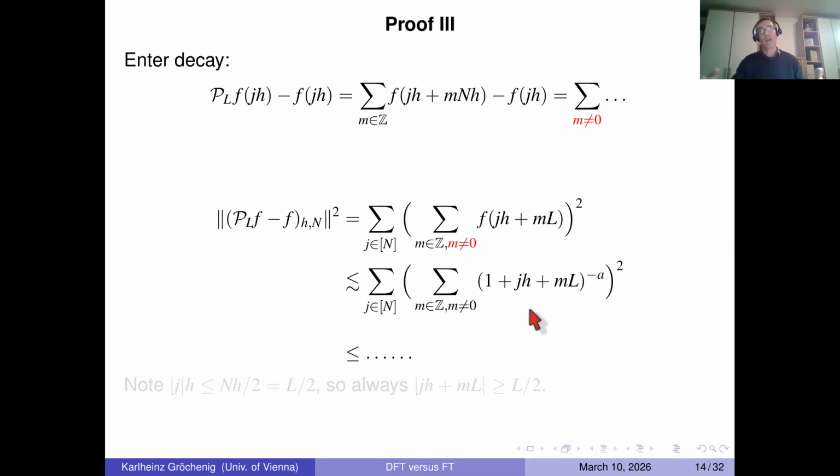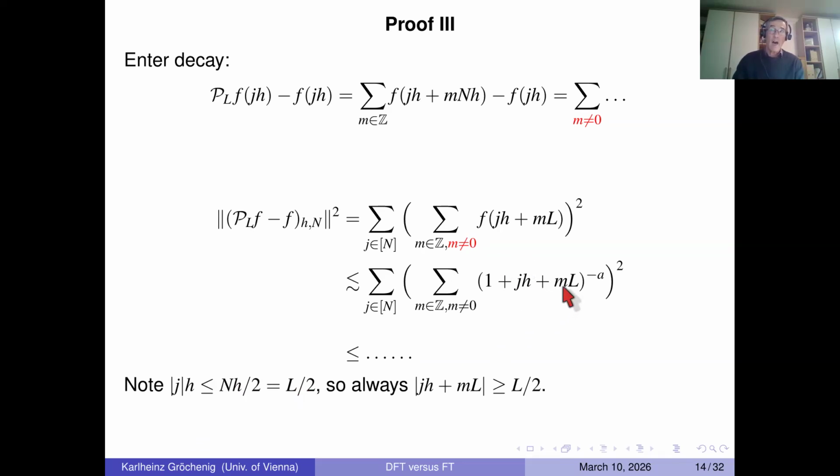So I just plug in the assumed decay, and then I continue. The only point I want to make, j is between negative n half and n half. So j times h is less than n h half, less than the length of the sampled interval half.